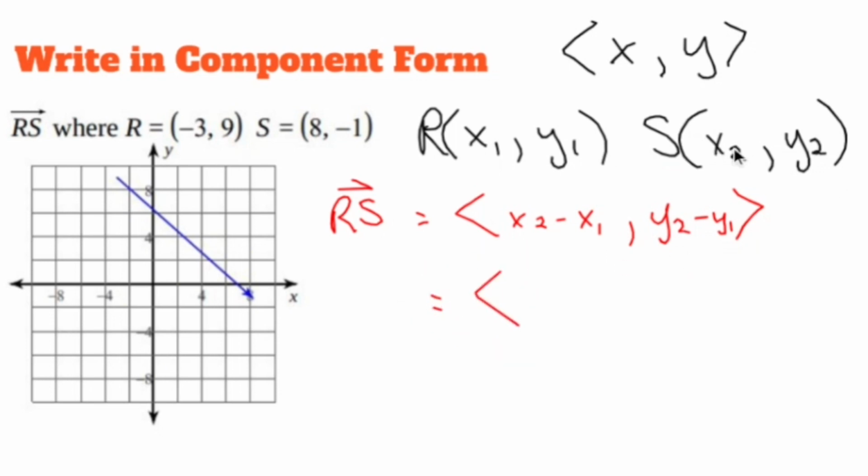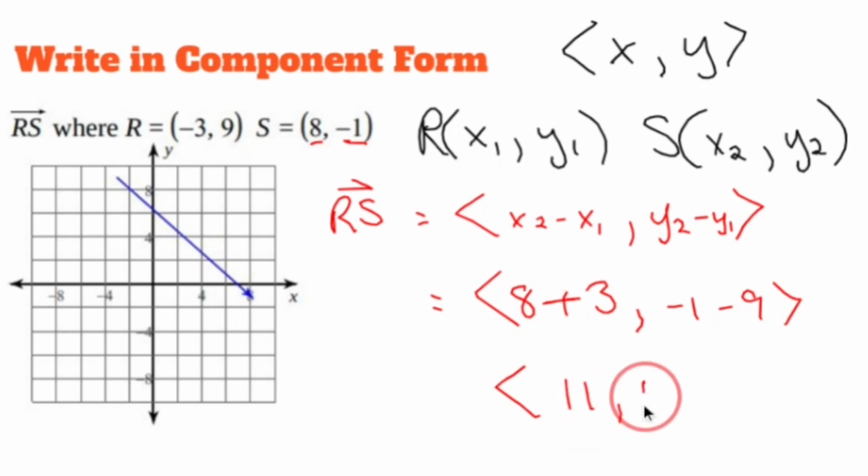In this case, x sub 2 is 8, minus x sub 1, which is negative 3, so we have a double negative. Deal with that in a moment. Y sub 2 is negative 1, minus y sub 1, which is 9. Do a little bit of simplifying. Double negative makes that a positive, so you have 11. Negative 1 minus 9 is negative 10. And that's my vector. You can kind of see it here: this goes right 11 spaces, down 10 spaces. That's my vector in component form. The end.